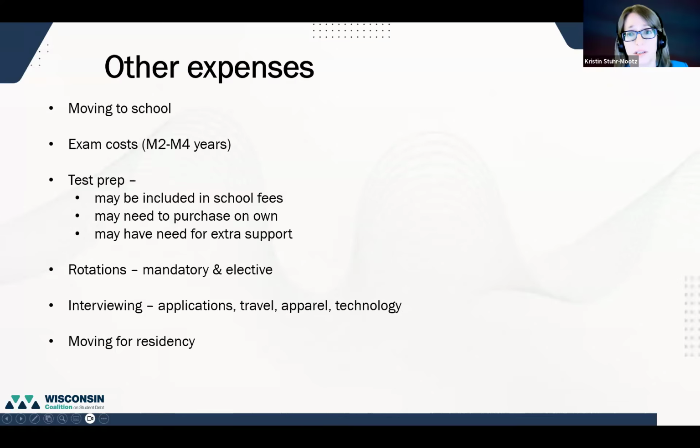Now, there are other costs that are not represented in the numbers you've seen so far that you'll want to plan for. These include the costs of moving to school. This is generally a cost the student will pay themselves before school even starts.